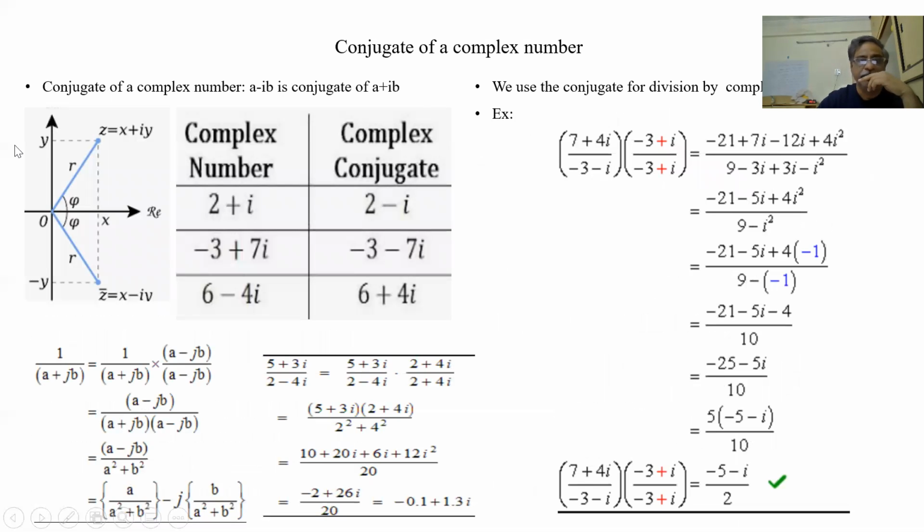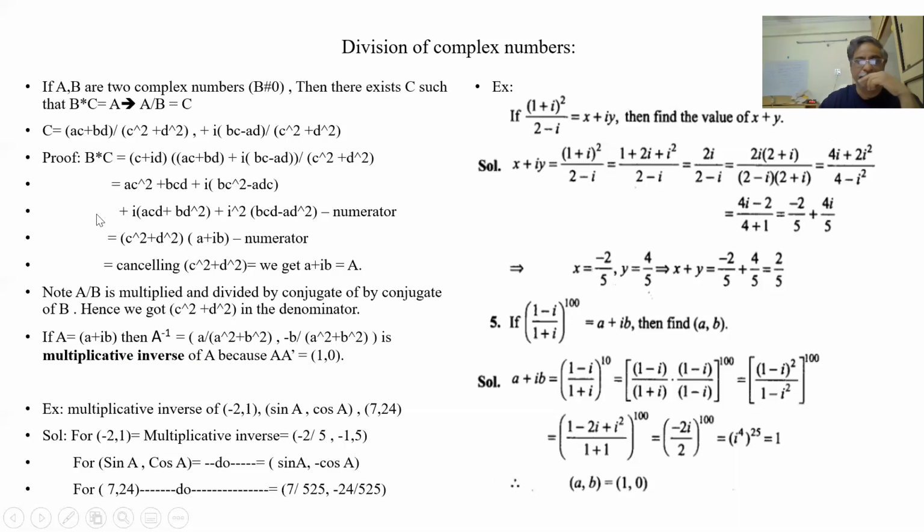Here, this conjugate is converted into a unit vector by dividing by a² + b², by x² + y². So when I am multiplying, this is becoming my multiplicative inverse. I have done 3 examples here.